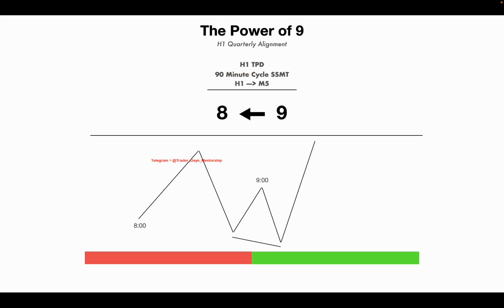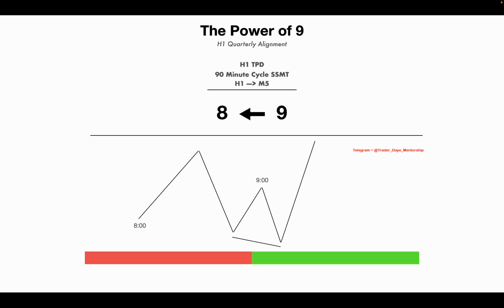So we're moving from the hourly time frame to the 5-minute time frame, and this is just the fractal version of what I shared with you for the 6 a.m. candle, and you can use this in conjunction with one another for an extremely high probability setup, which I'm going to show you in a moment.